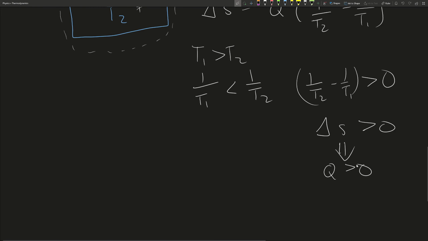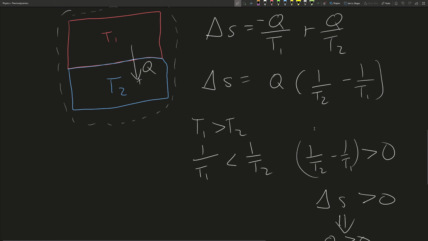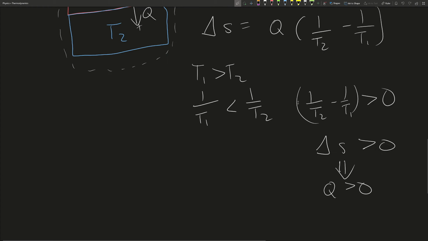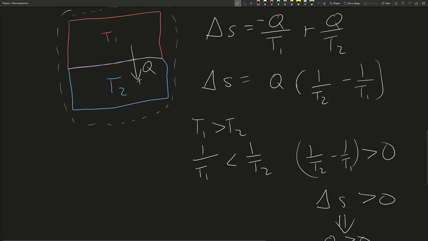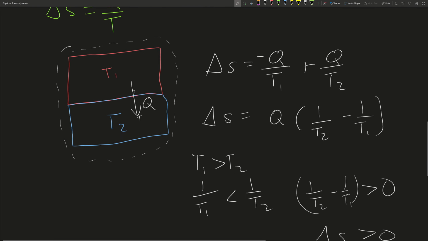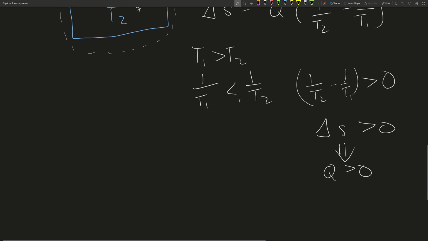So Q is positive. And now what does that mean? If Q is positive, we defined the positive direction of heat transfer as going from T1 into T2. So given that this temperature T2 is less than T1, we have heat transfer going from the hotter material to the colder material to satisfy the second law of thermodynamics, in that entropy increases.